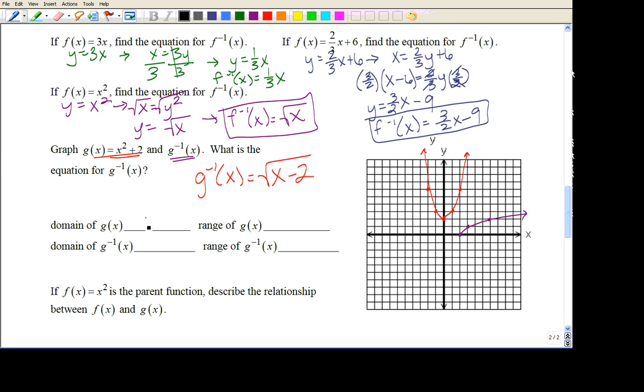The domain for g of x is all real numbers. The range is y values greater than or equal to 2. But for the inverse, it's the x values greater than or equal to 2. And the range here is actually the y values greater than or equal to 0, so that way it stays a function.